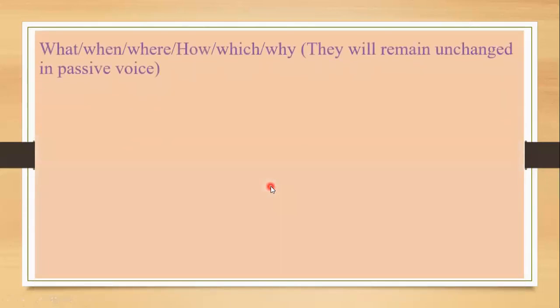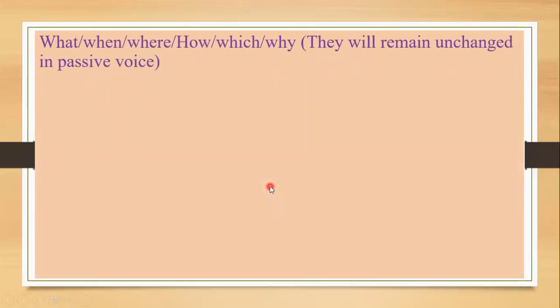Okay, dear students, let's learn voice change with the other WH words: what, when, where, how, which, why. If you get such types of WH words in the active voice, then these WH words will remain unchanged. That means in passive voice, you should not change these WH words. You will use these words directly in passive voice.